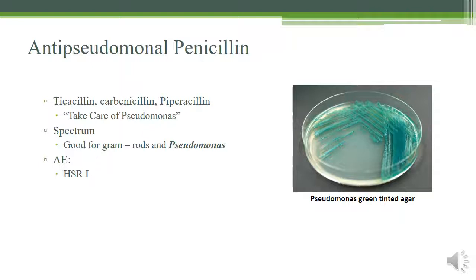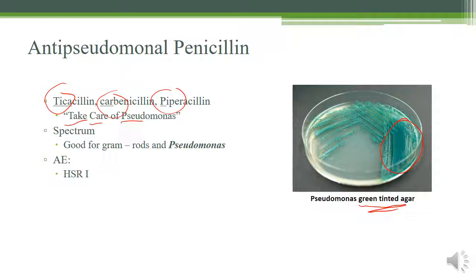All right, antipseudomonal penicillins. We've already talked about Pseudomonas and how it can develop resistance to a lot of drugs and how it can cause a lot of diseases. A lot of the times they'll describe Pseudomonas as green tinted on agar. You can see just right here, you see that green tint. Now, you only really need to know 3 drugs in the penicillin group that are effective against Pseudomonas, and that's going to be ticarcillin, carbapenems, and piperacillin. And the way I learned that is "take care of Pseudomonas." As long as you remember take care of Pseudomonas, you'll remember ticarcillin, carbapenems, and piperacillin.